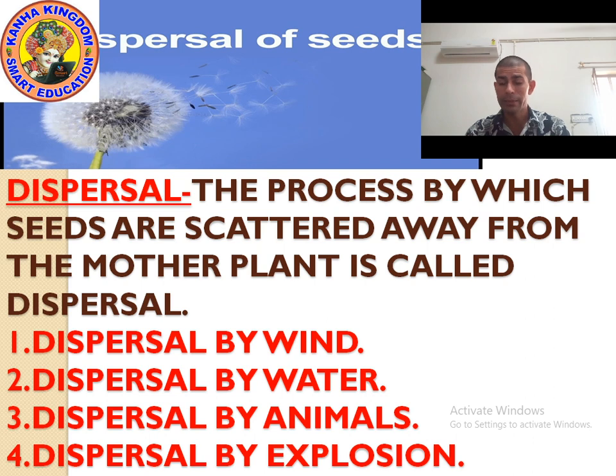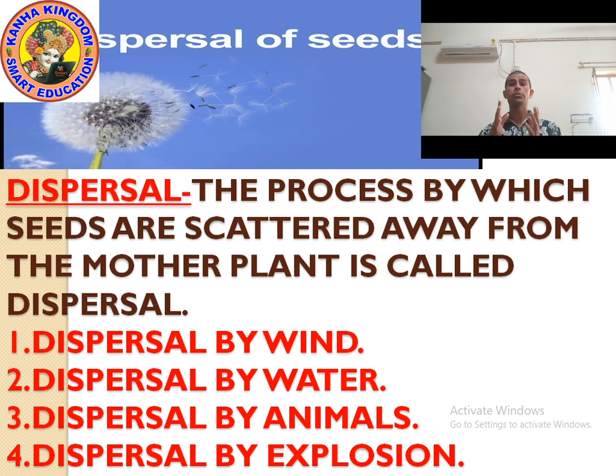So what is the meaning of dispersal? Sometimes you have seen that the plants that you have grown in your garden automatically grow somewhere else. You are surprised how it is possible. I grew the neem plant there and the neem plant is also growing here. How is all this possible? So the reason behind it is dispersal.